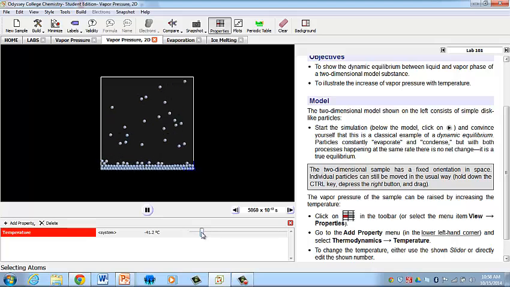And over time, we're going to end up with fewer molecules in the vapor phase. It might take a little while. And the lower I make the temperature, over time, the fewer molecules will be in the vapor phase.